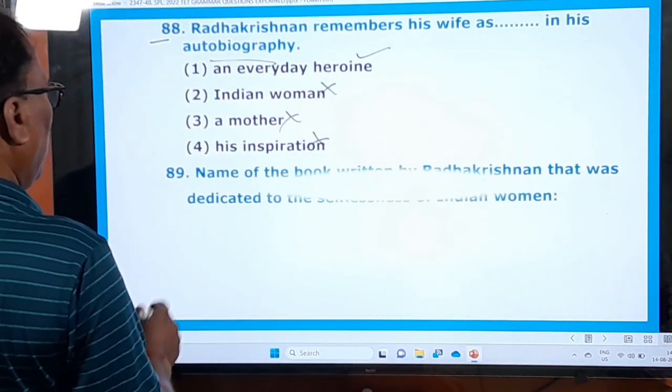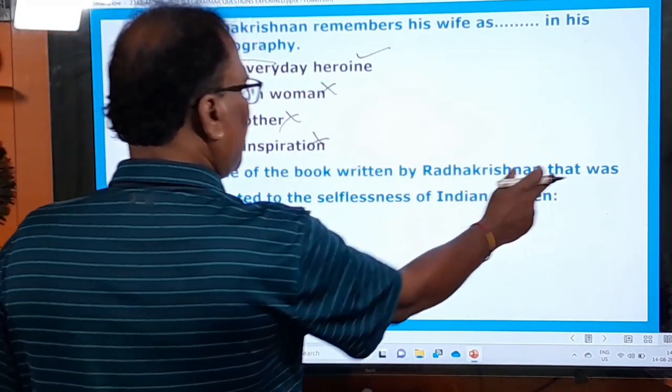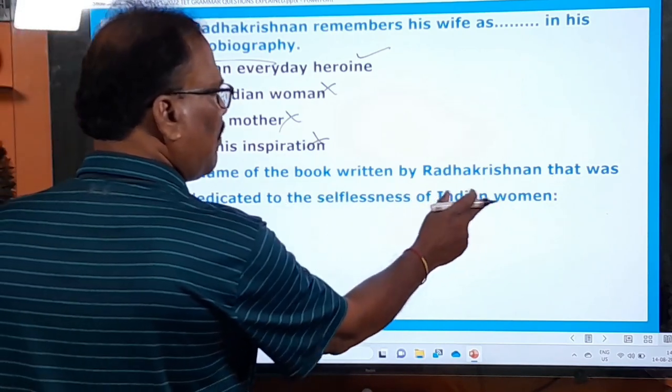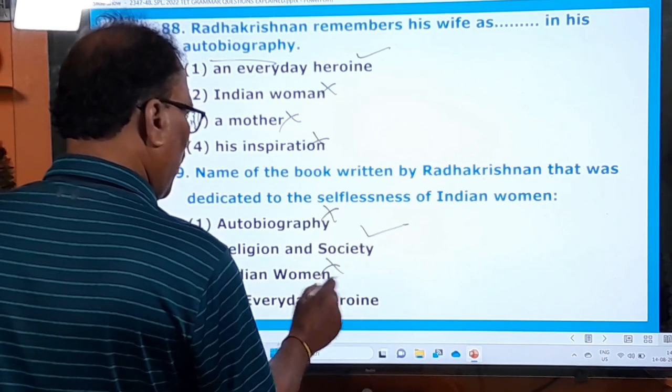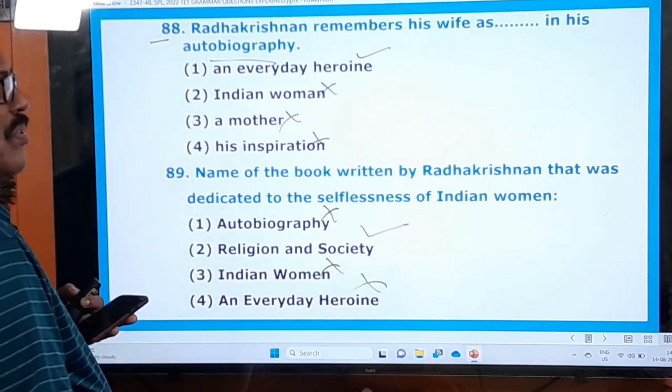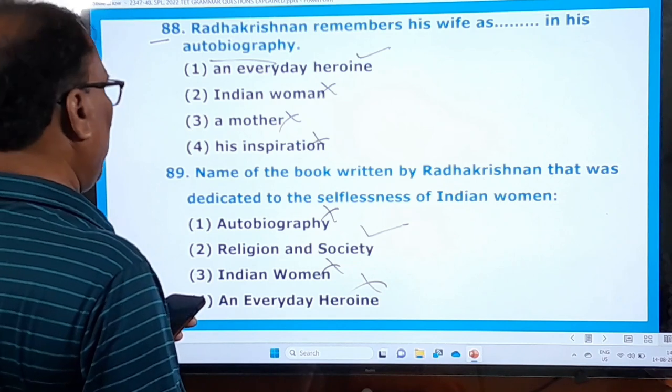The 89th one: name of the book written by Radhakrishnan that was dedicated to the selflessness of Indian women. Autobiography, Religion and Society. All of you know very well, yes, Religion and Society is the autobiography of Sarvepalli Radhakrishnan.